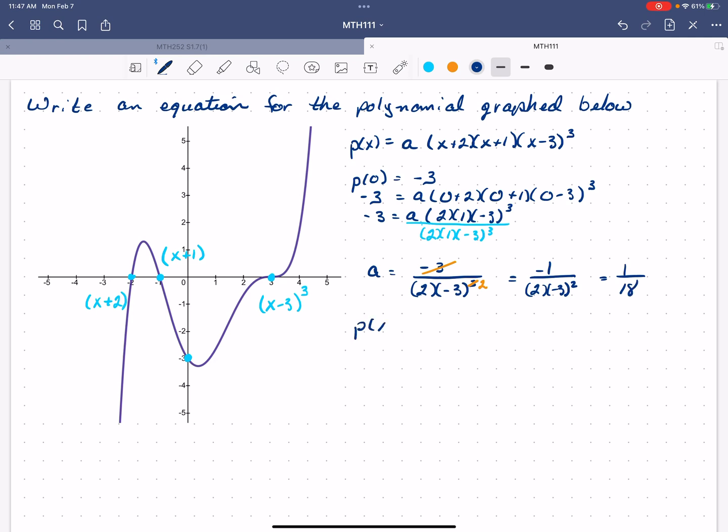So my polynomial is 1/18 times x plus 2 times x plus 1 times x minus 3 to the third power.